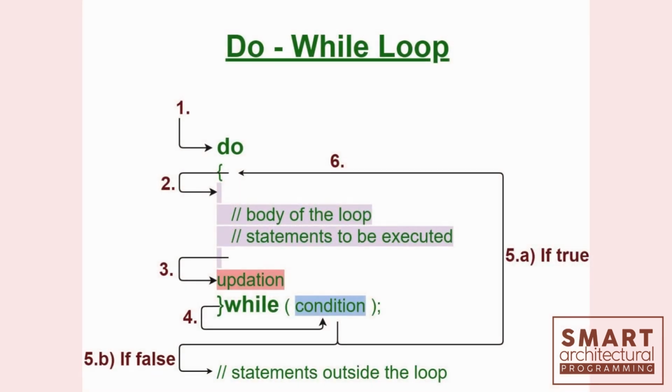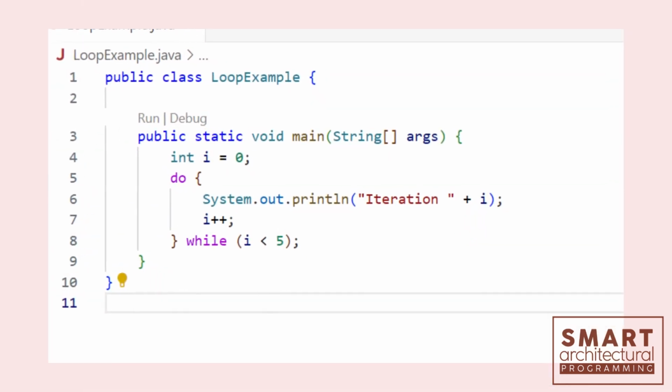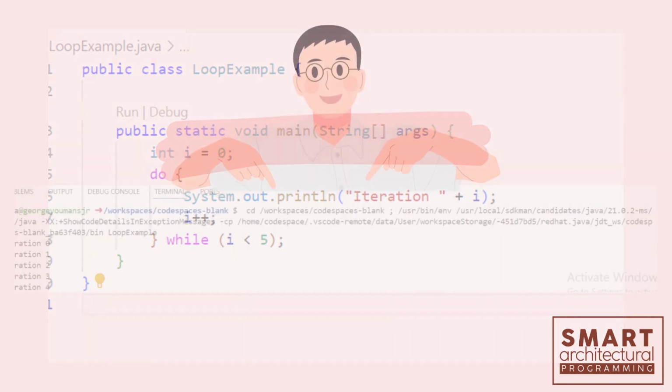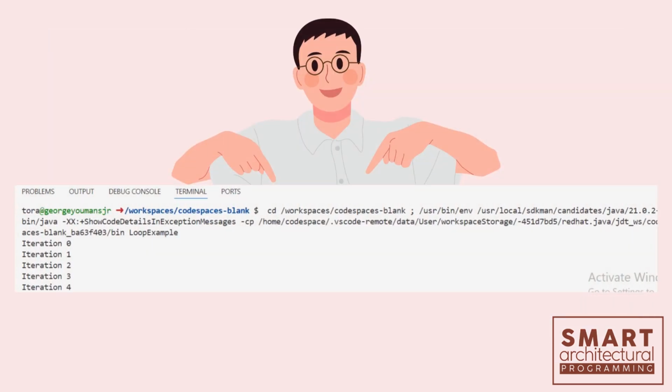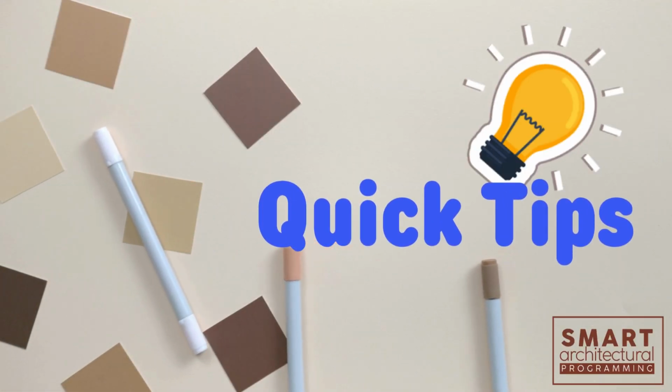Lastly, we have the do while loop. It's similar to while but guarantees at least one execution. Check out this example. Even if the condition is false initially, the loop body executes at least once before checking the condition. Now that you're familiar with these loops, here are some best practices to keep in mind.